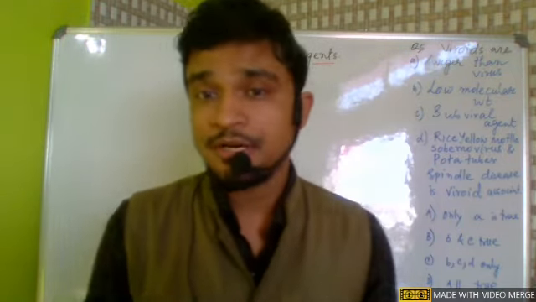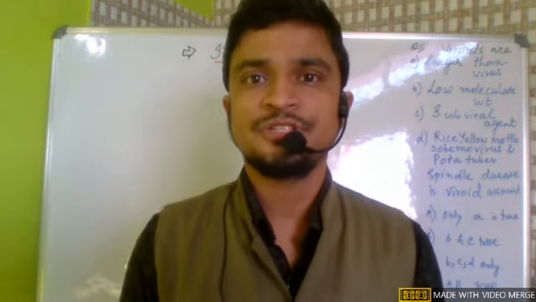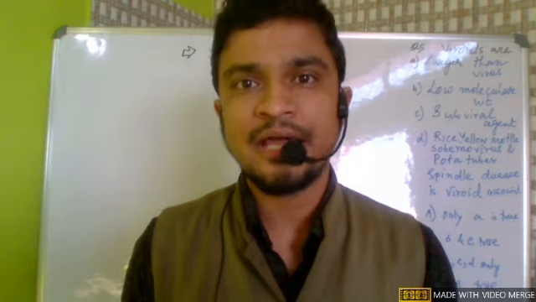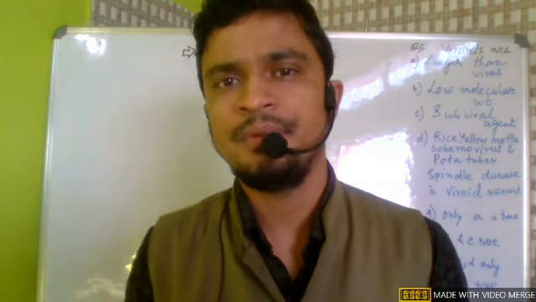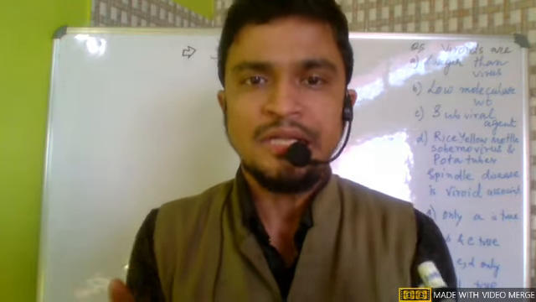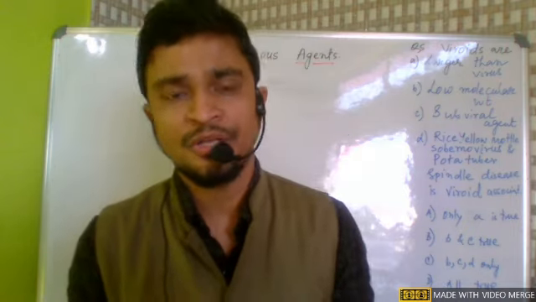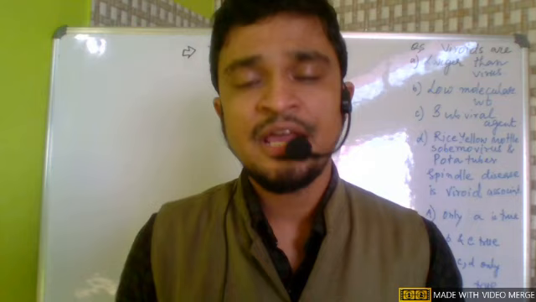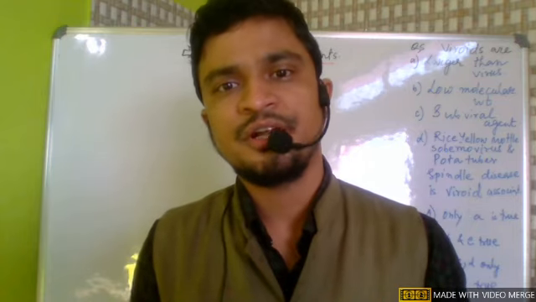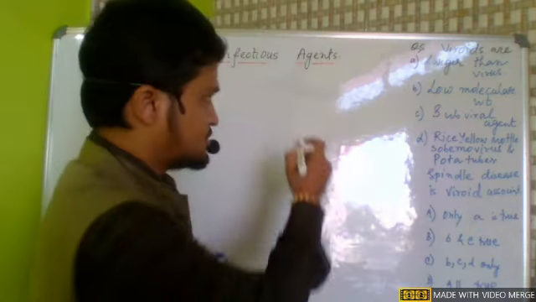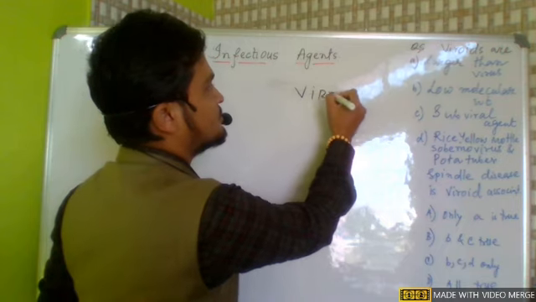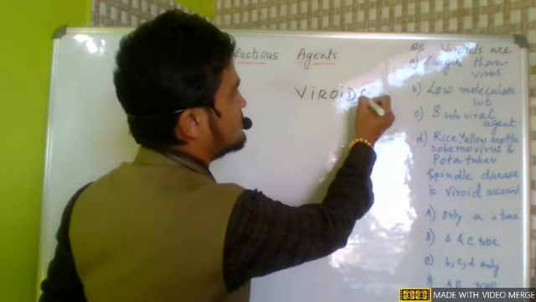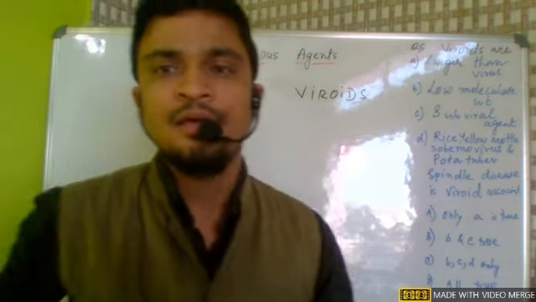Whenever you study infectious agents, the first thing that strikes your mind is virus or bacteria. But these are not the only infectious particles on earth. Other than that, we have particles like viroids and prions. So today we shall study the viroid as an infectious agent. I think you have heard this name in the NCERT.